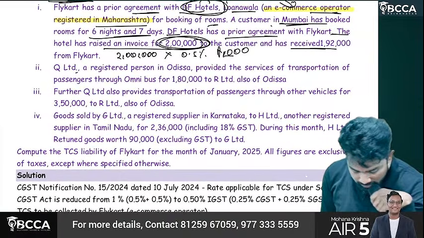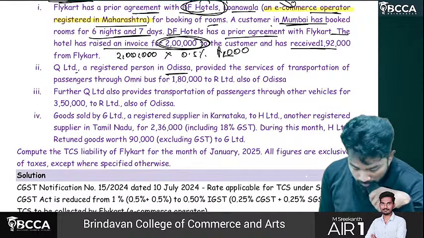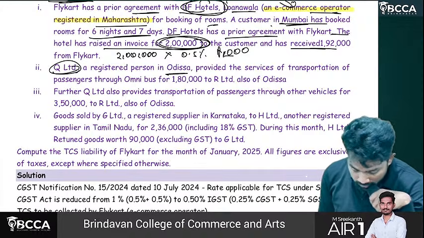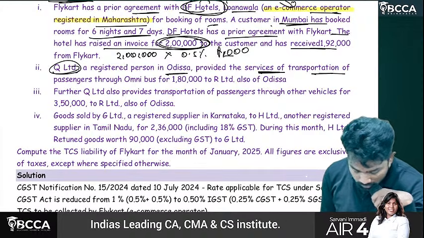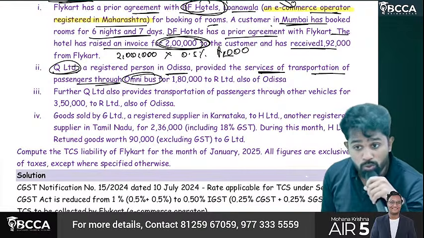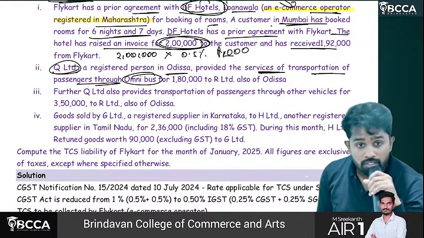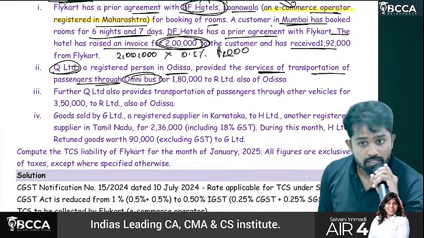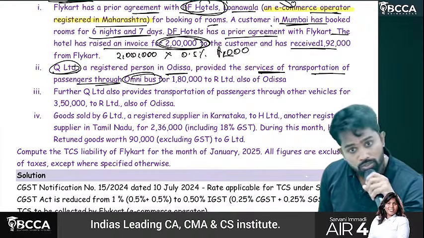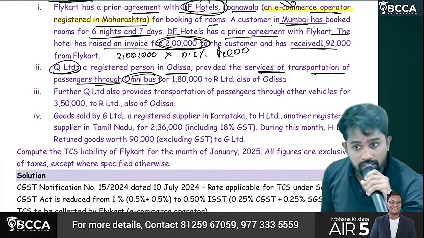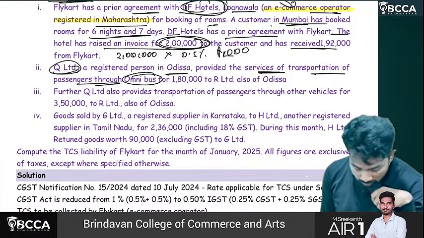Q Limited is a registered person in Odisha. Q Limited is providing the services of what? Transportation of passengers through omnibus. Covered under 9(5) or not covered under 9(5)? Why? Body corporate, transportation through omnibus. So not covered under 9(5). So covered under TCS. So how much, sir?